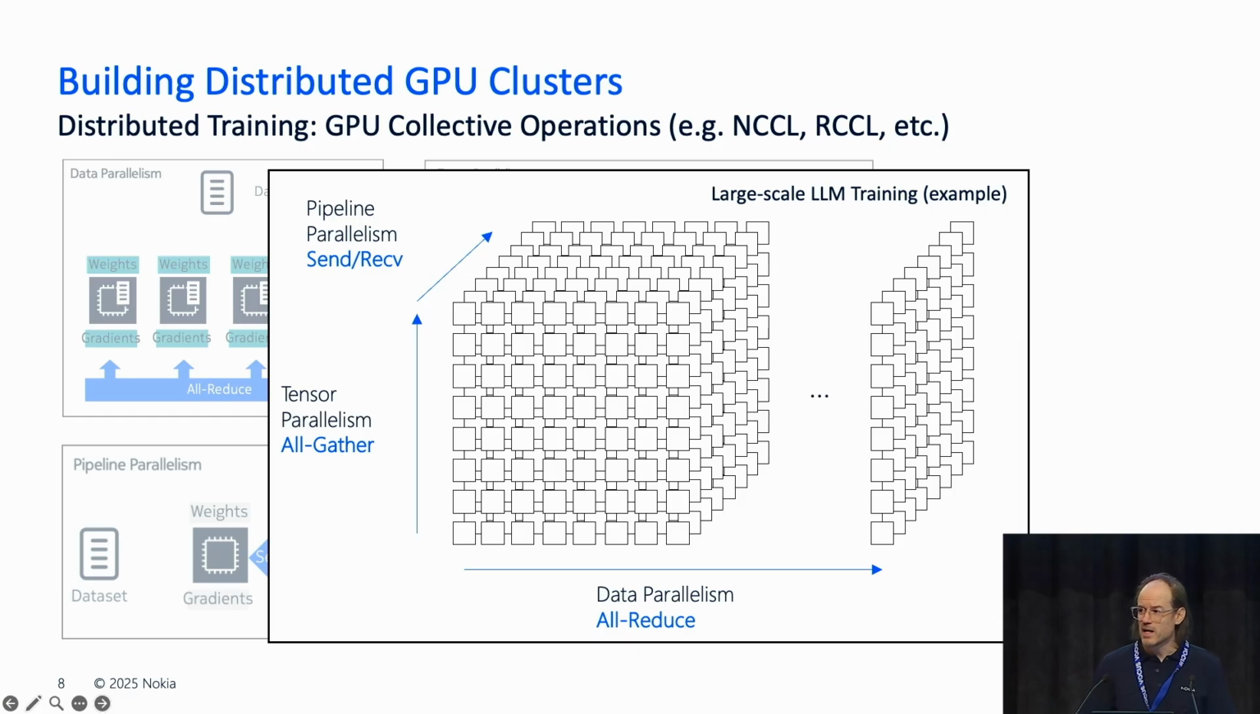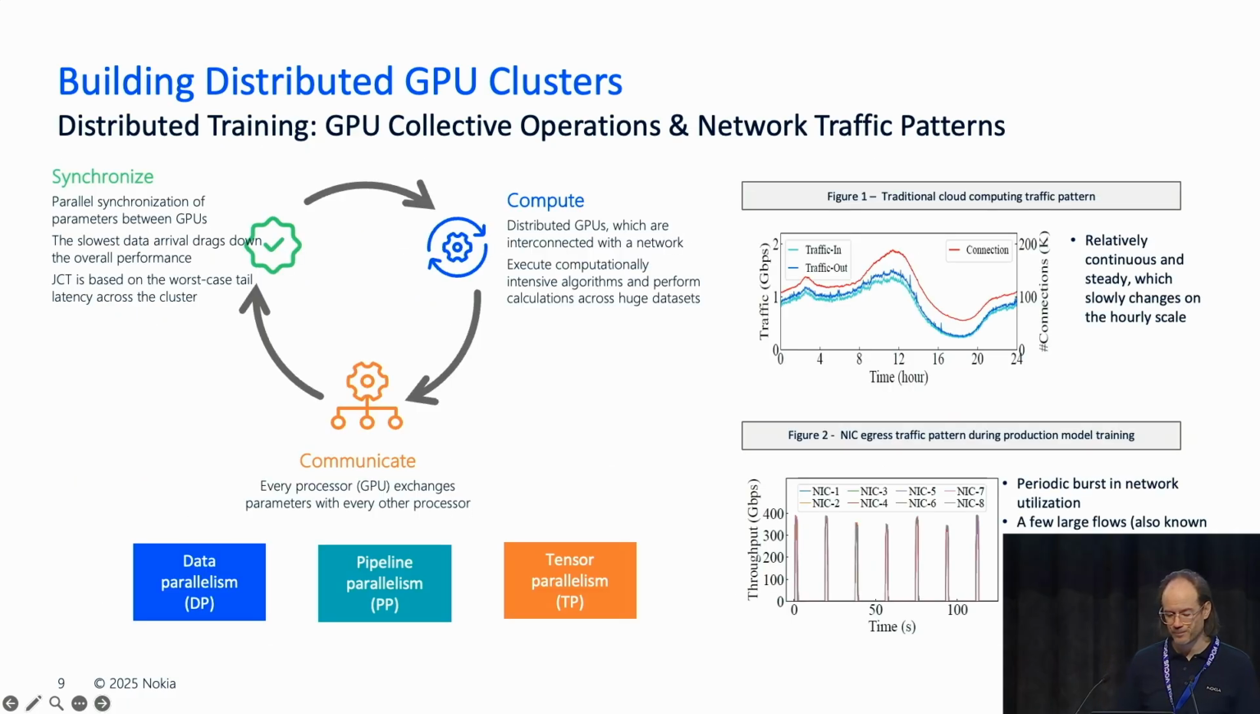And I think that the key underlying message that I want to bring across here is that to actually do this, you can see that there are meaningful demands on the network in terms of the all gather, send, receive, and all reduce collectives to actually facilitate the communication required across this GPU fabric.